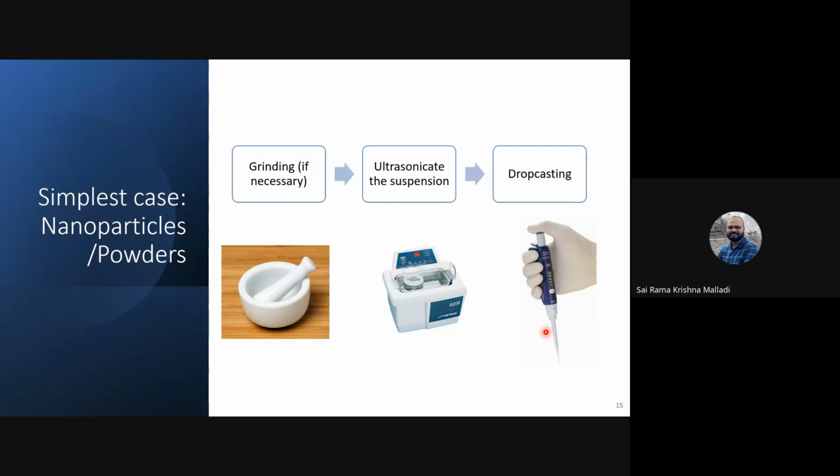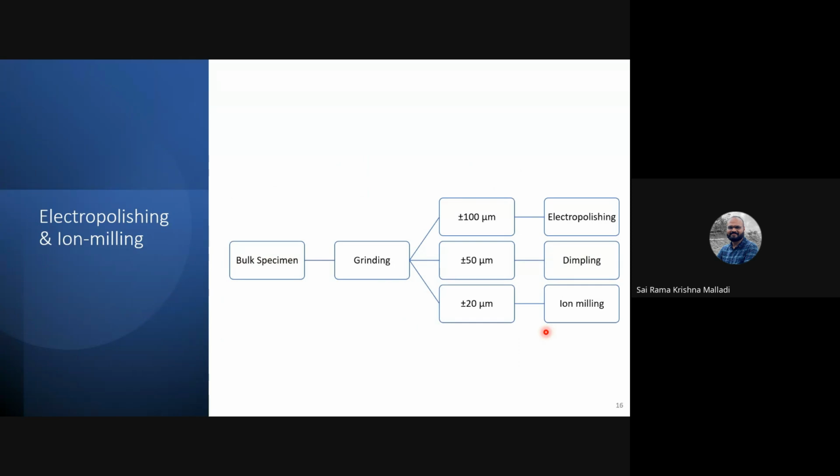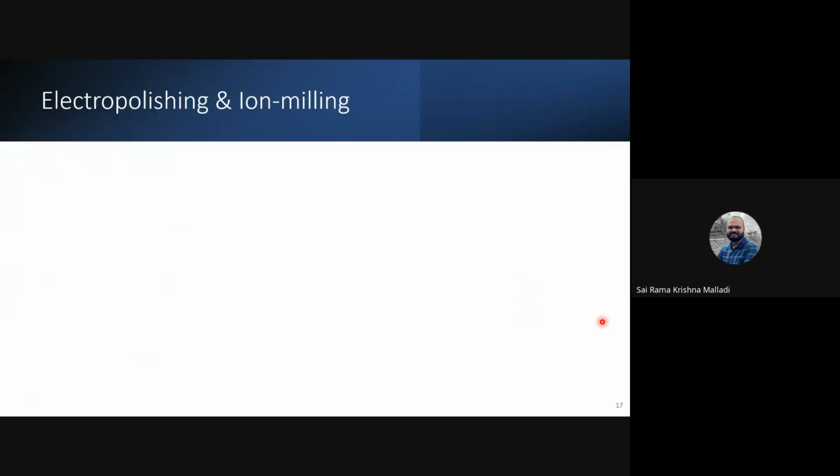If you have a metallic sample or a thin film, you have to take a bulk sample, grind it, and make it less than 100 microns, in which case you have something called electropolishing. If it is a conductive sample, you section it and then do something called dimpling. You can also use an argon ion plasma to thin down a sample, which is called ion milling. I'll show you examples of how these look.